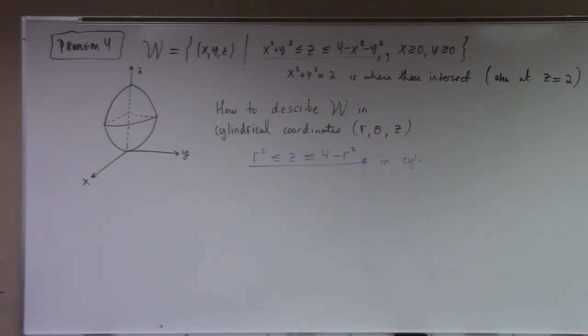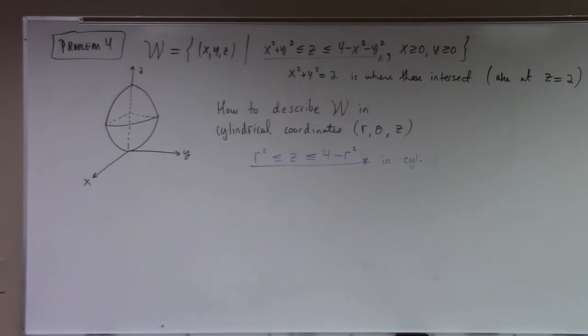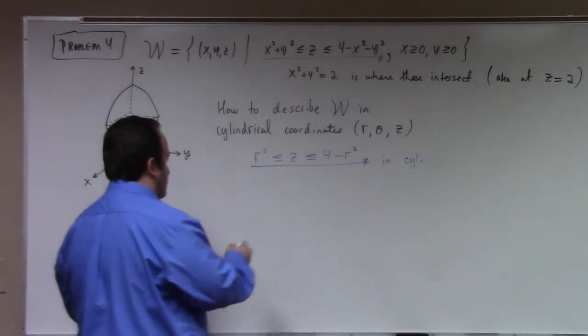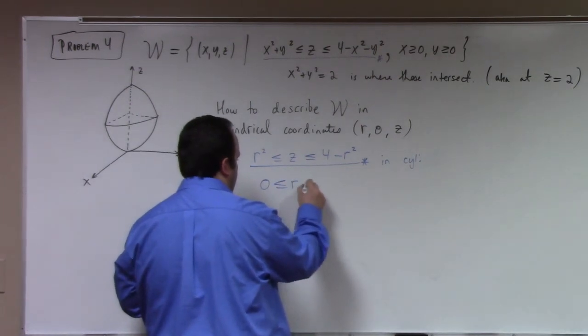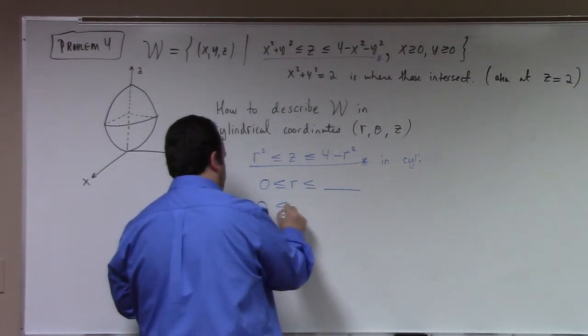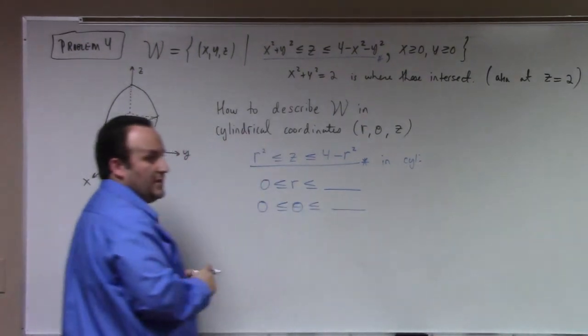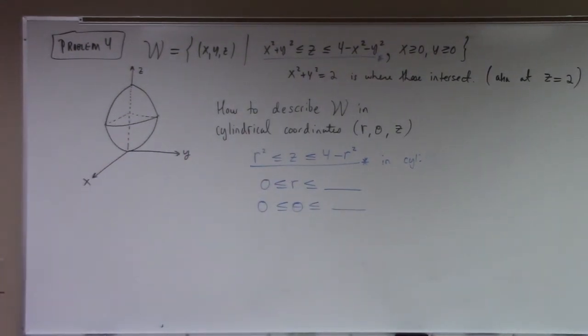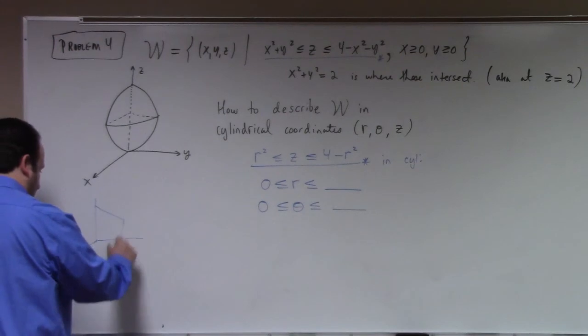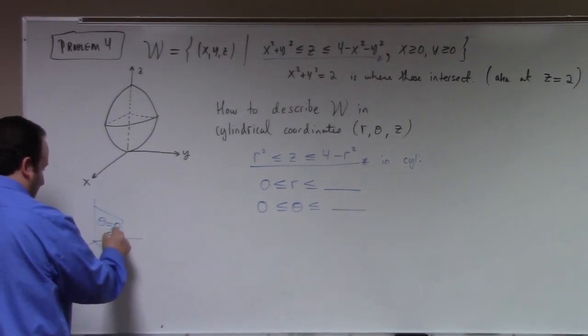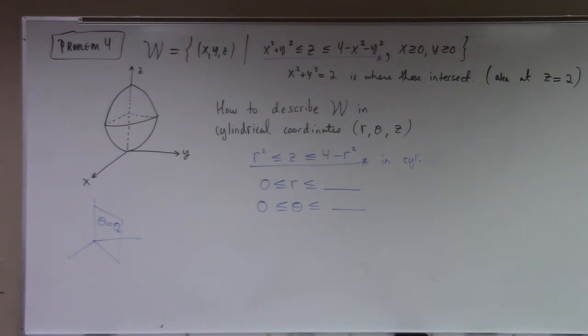So how would you describe r and theta? It would be 0 less than or equal to r, less than or equal to something. 0 less than or equal to theta, less than or equal to something. You know, theta equal to a constant, those are half planes, right? So here's a couple pictures. This is theta equals theta naught. That's what that looks like. Theta equals theta naught is a half plane. It's the collection of all points that go off in the theta naught direction.